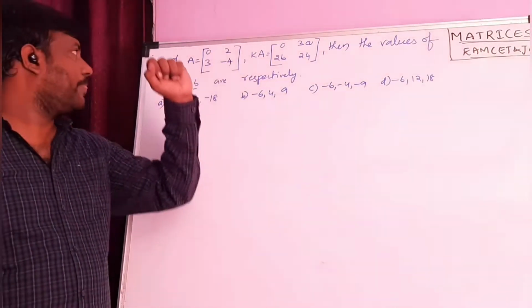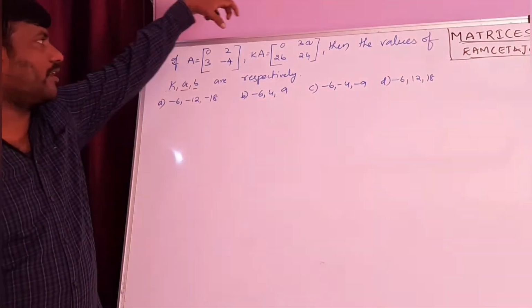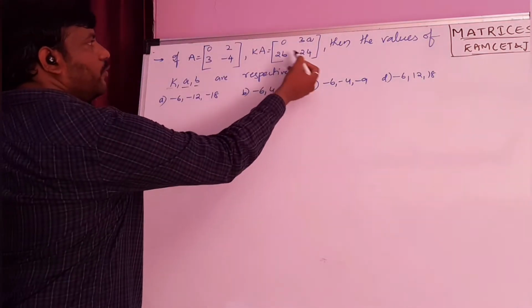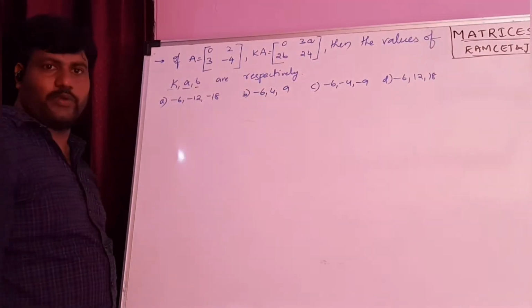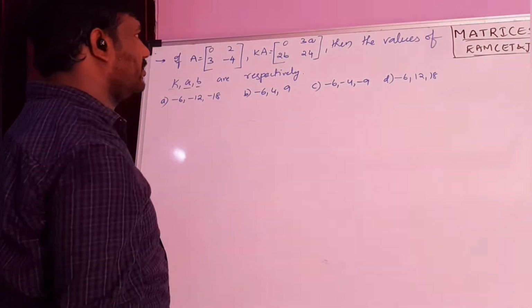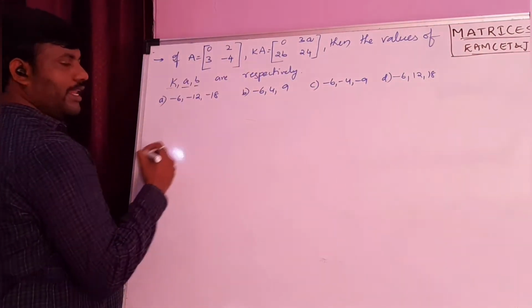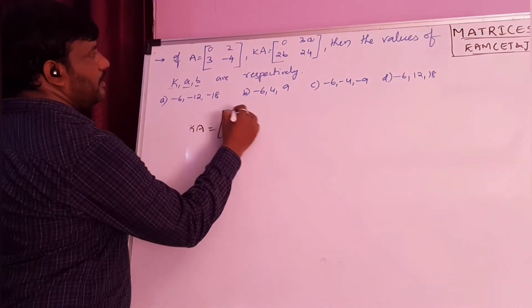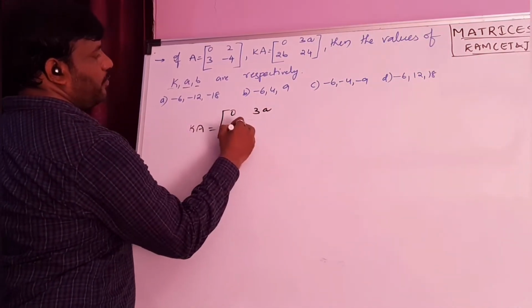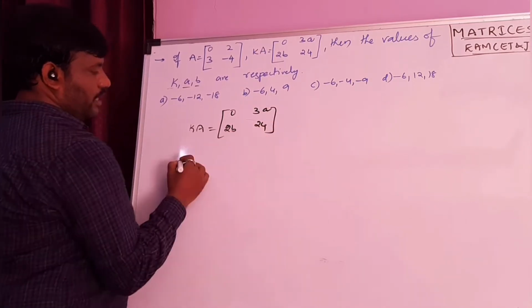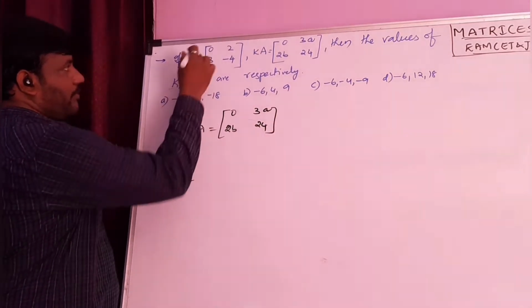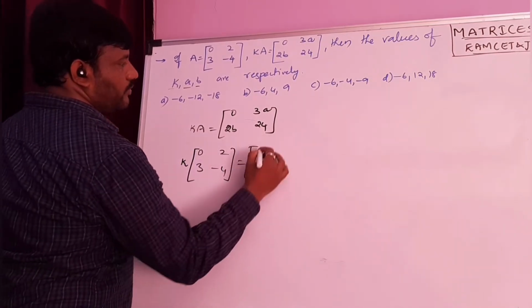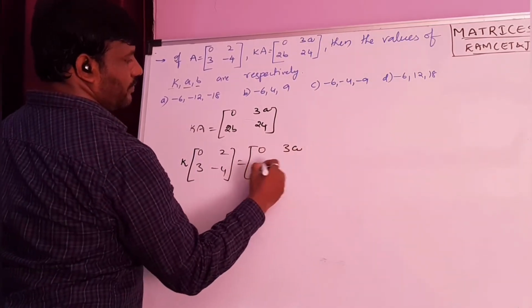See the next question. Here A is given, a 2 by 2 matrix, and KA is also given as a 2 by 2 matrix. Some values are missing, namely a, b and k. We need to find those values. The options are given like this. We know scalar multiplication: KA is equal to the matrix 0, 3a, 2b, 24. I'm using this. K is the scalar and A is the given matrix. I'm substituting A here. These both are equal as given.